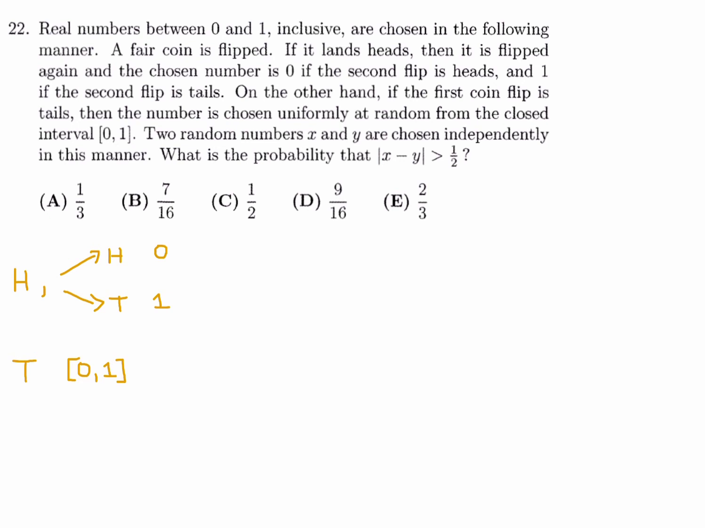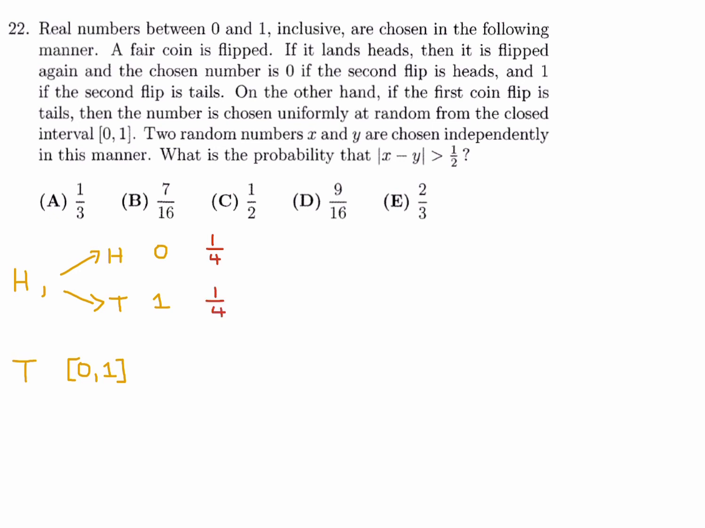So now let's put in the probabilities. The probability of getting a head is 1/2, and the probability of getting another head is 1/2. So the probability of getting 2 heads in a row is 1/2 times 1/2, which is 1/4. Probability of getting a head is 1/2. Probability of getting a tail is 1/2. So the probability of getting a head and then a tail is 1/2 times 1/2, which is 1/4.